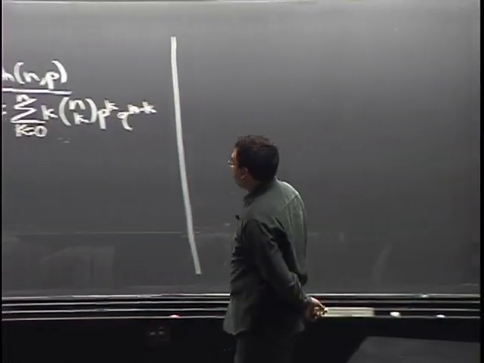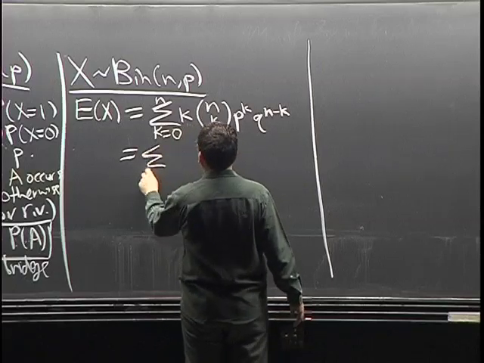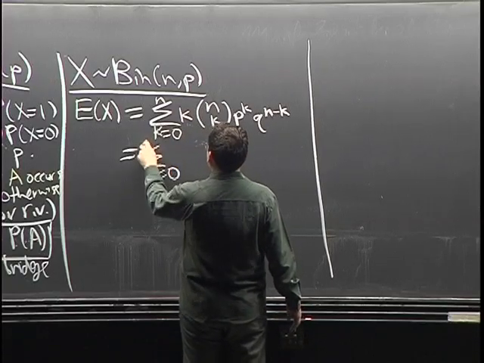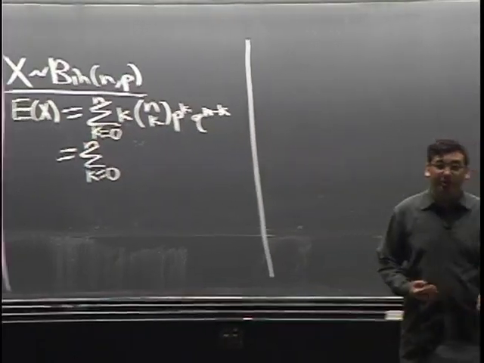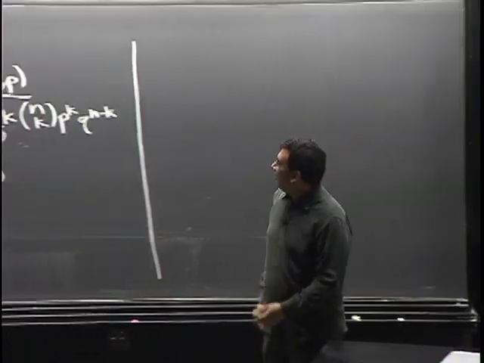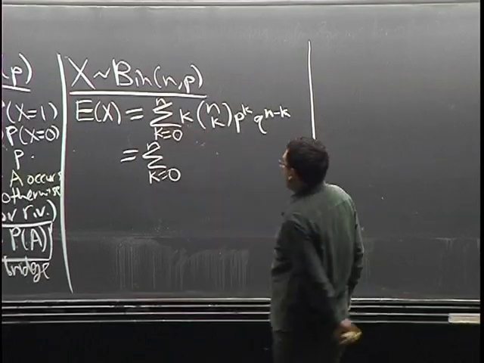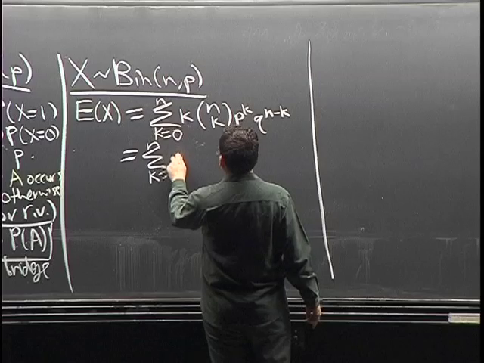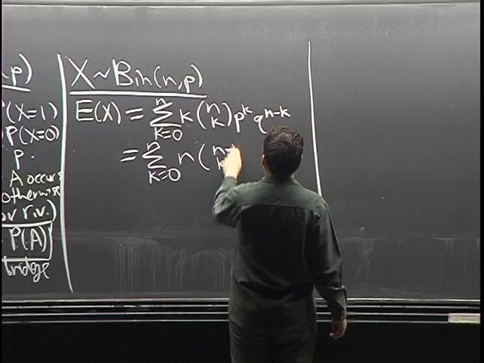Luckily, this thing, k times n choose k, is one of our stories that we talked about when we were doing stories for counting. Of course, you can just do some algebra with this, but we talked about the fact that k times n choose k is the same as n times n minus 1 choose k minus 1.